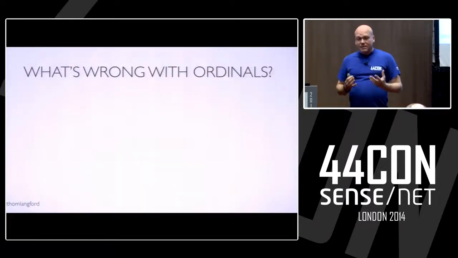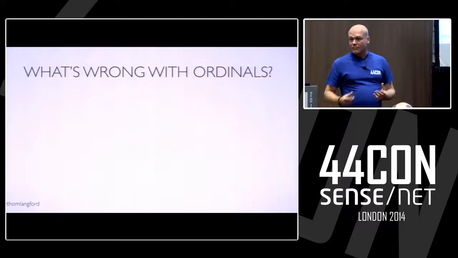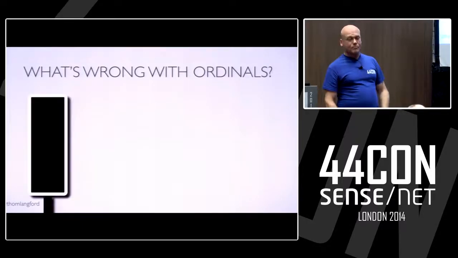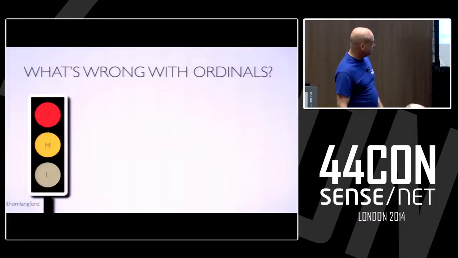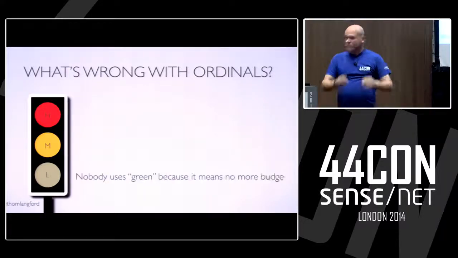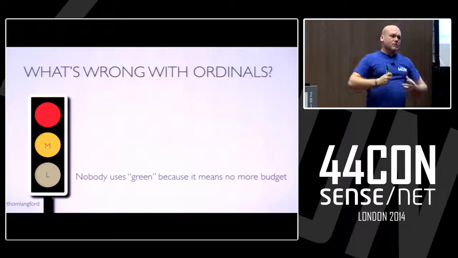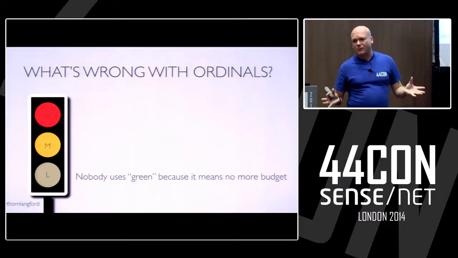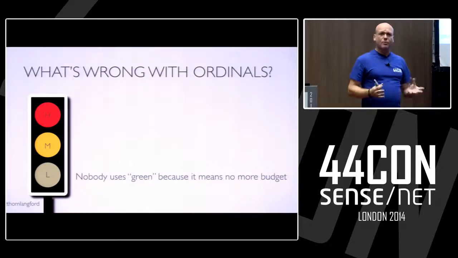So what is the problem with ordinal numbers? Well, ordinal numbers create artificial barriers. So if on a traffic light system you've got high, medium, low, or it could be 3, 2, 1, or it could be 8, 5, and 1, or whatever, it doesn't matter. You're creating these artificial barriers because nobody is going to say that everything is perfect and everything is green when they're reporting to the board.